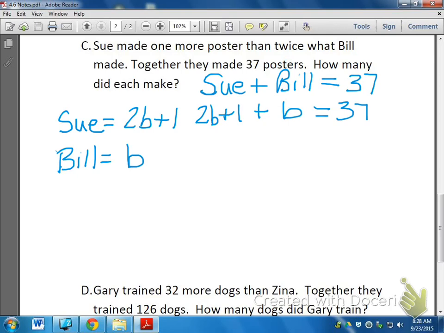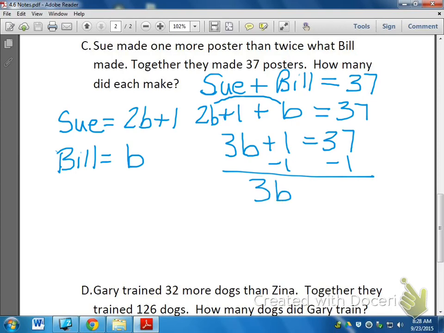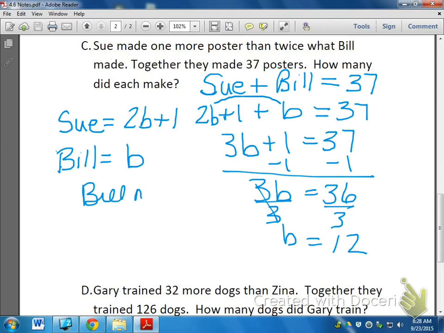What are my like terms on the left? 2B and B. So 3B plus 1 equals 37. And now we just got to go ahead and solve this. So I'm going to subtract 1. 3B equals 36. Divide by 3. B equals 12. So when it says how many did they each make? I'm going to say Bill made 12 posters.